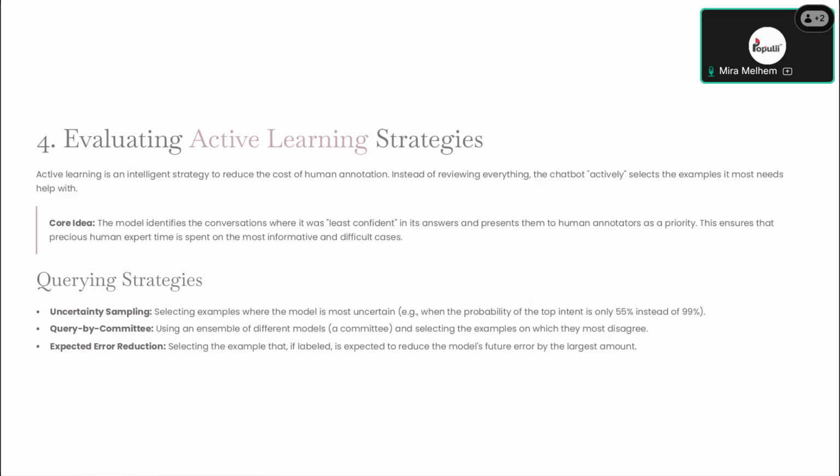Also, we've got query by committee. Here we don't use just one model, we use a committee of models. If they all agree, perfect. But if they heavily disagree, something is unclear, so we need a human over here. The last one is expected error reduction. This one is a bit more advanced. The model asks which example, if a human labels it, will reduce my future mistakes the most. So it's like prioritizing the training questions that will have the biggest long-term benefits on its learning strategies.